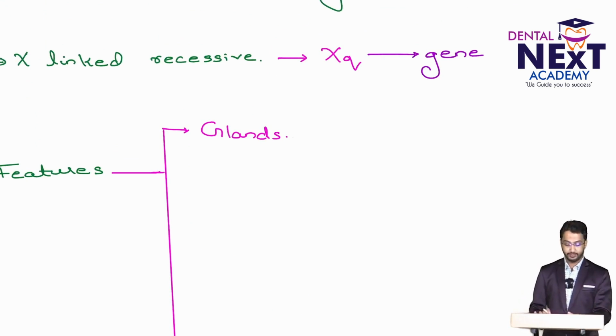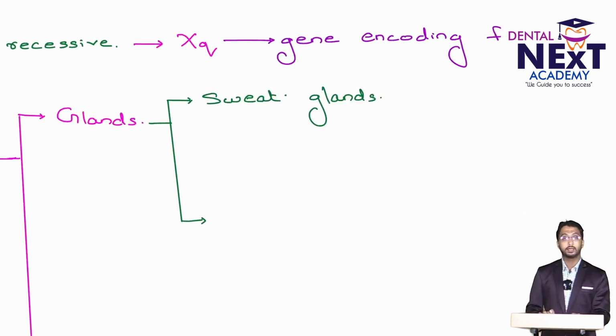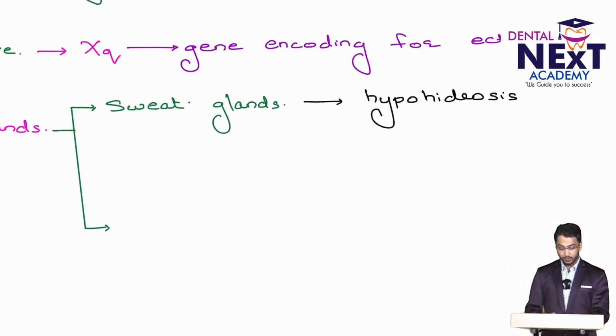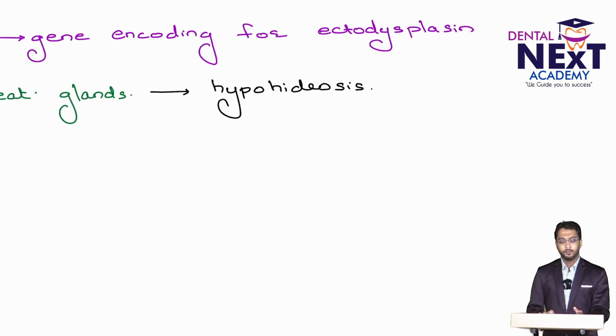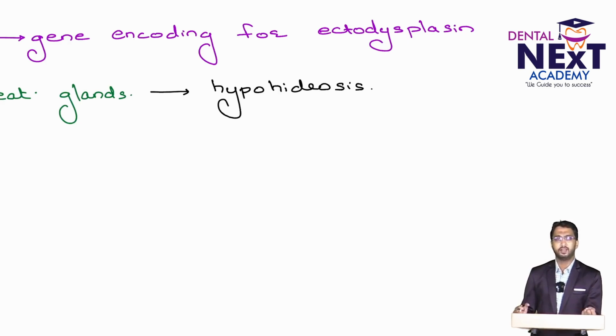What are the glands affected? The most important gland which is affected is the sweat glands. Now, what happens? Hypohidrosis or anhidrosis, there is no sweating. I've seen a patient recently having this particular syndrome, and he said to me that the most problematic thing for me is I feel really very hot, especially in summer. What he does is every 1 hour, every 1.5 hours go and take a bath.